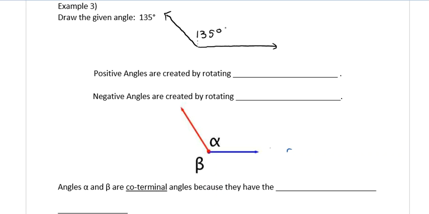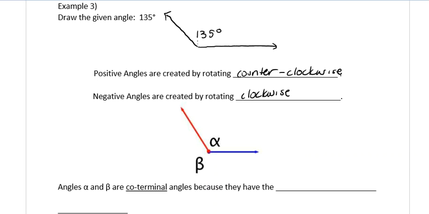Positive angles are created by rotating counterclockwise. Negative angles are created by rotating clockwise. You can see that in how I drew my 135 degrees.